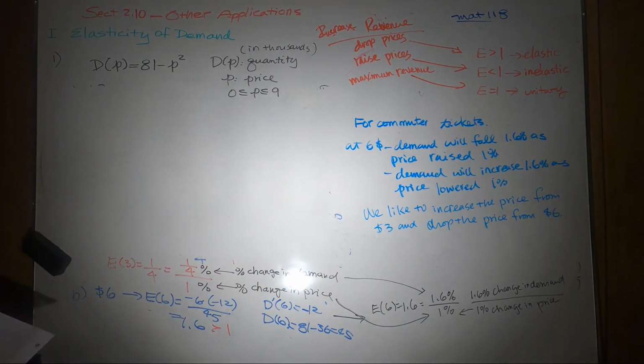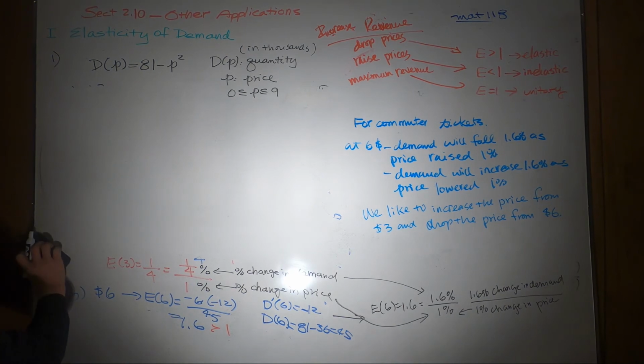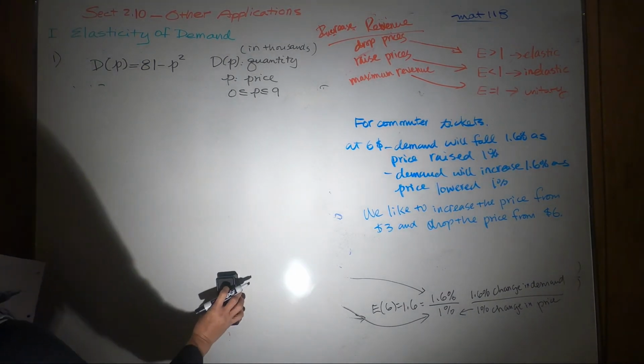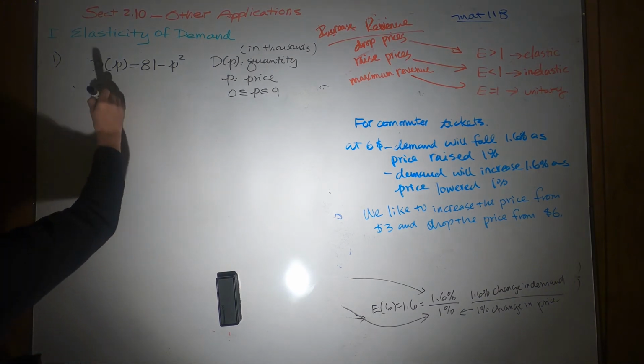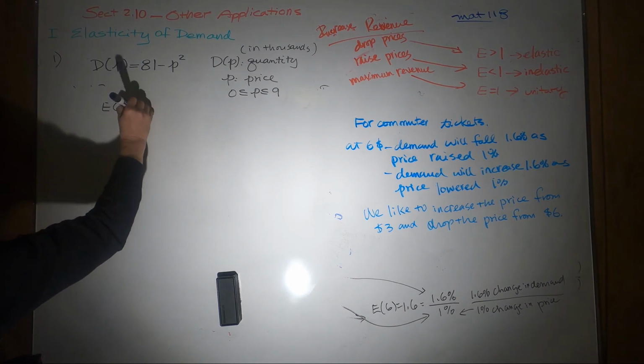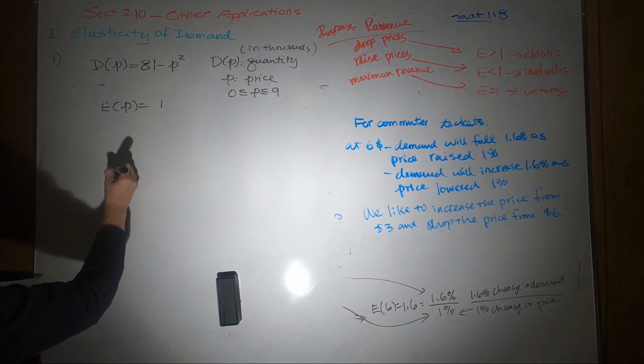Okay? So, from the analysis, around $5 will maximize the revenue, right? We find out from the analysis. So, let's see. If we say, what happens if E prime equals 1 if we do that?